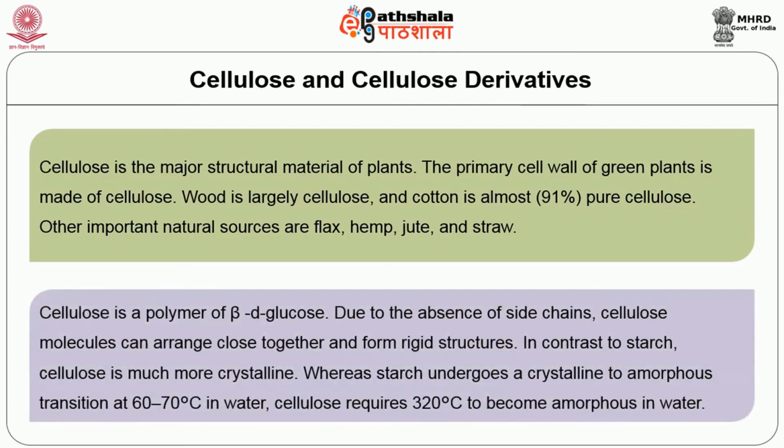Biochemically, cellulose is a polymer of beta-D-glucose. Due to the absence of side chains, cellulose molecules can arrange close together and form rigid structures. In contrast to starch, cellulose is much more crystalline. Whereas starch undergoes a crystalline to amorphous transition at 60 to 70 degrees in water, cellulose requires 320 degrees centigrade, which is high, to become amorphous in water.